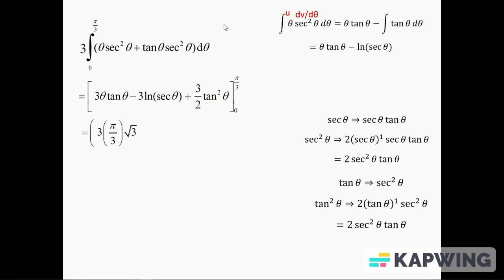And then I'll stick the limits in, sticking pi over 3 in: 3, pi over 3, tan pi over 3 is √3, and sec pi over 3 is just 2, because it's one over cos, and cos pi over 3 is a half. And then tan theta, like I say, is √3, so tan squared is just 3. You put 0 in, you just get 0 all over the place. Tan theta is 0, theta is 0, sec theta is 1, so ln of 1 is 0. And then the final answer looks like that.